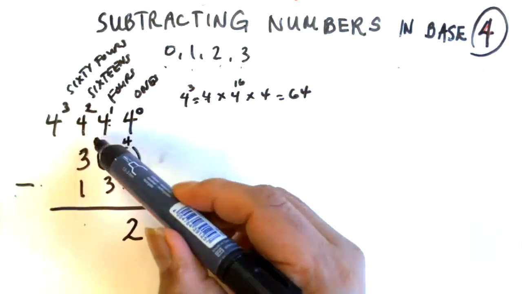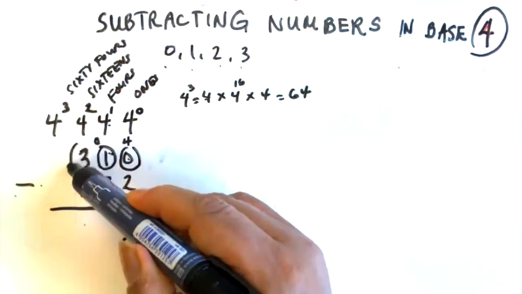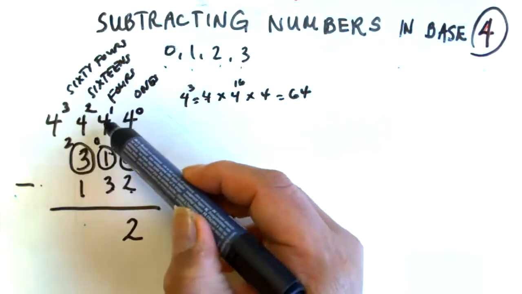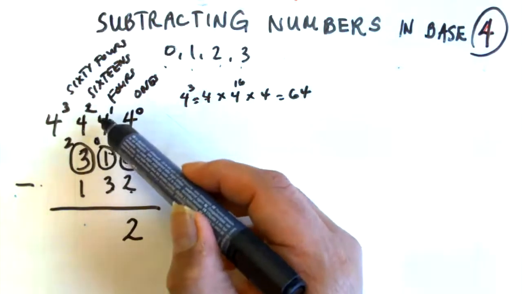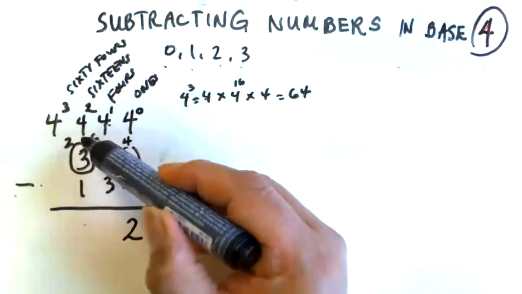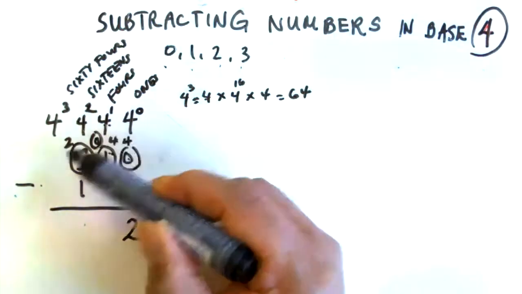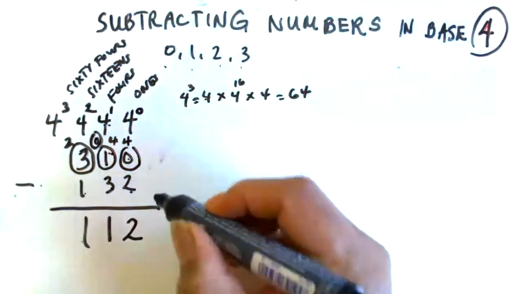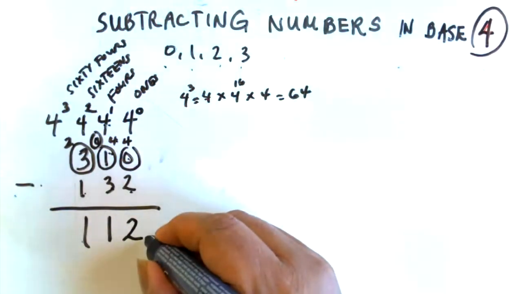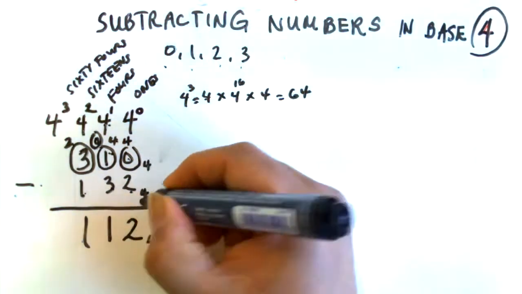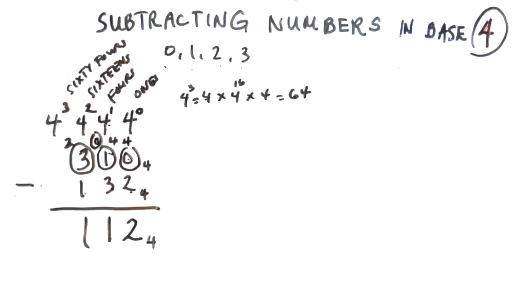Now we do this again. 0 less 3, you cannot do it, so you borrow 1 from here. That becomes 2. Now the one that you borrowed is worth 4 groups of this one. So you add to the 0, you'll have 4 in here. So 4 less 3 is 1. 2 less 1 is 1, and so that's your answer. It's 1, 1, 2 in base 4. Now, these are all base 4. I hope that's clear.